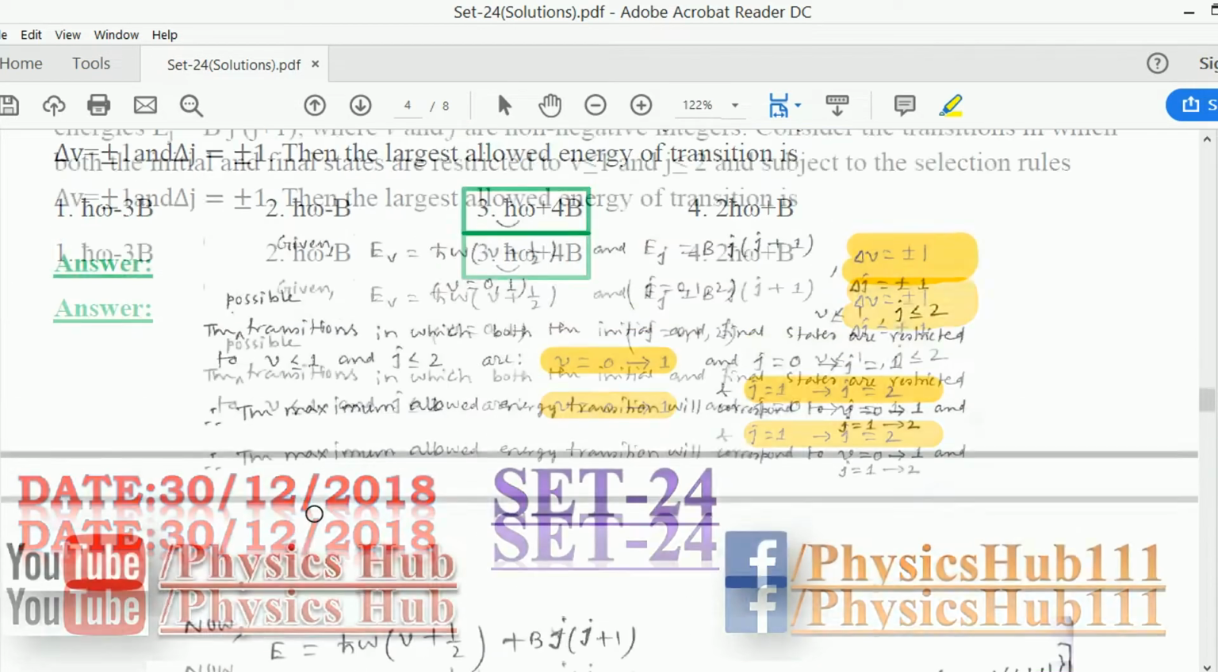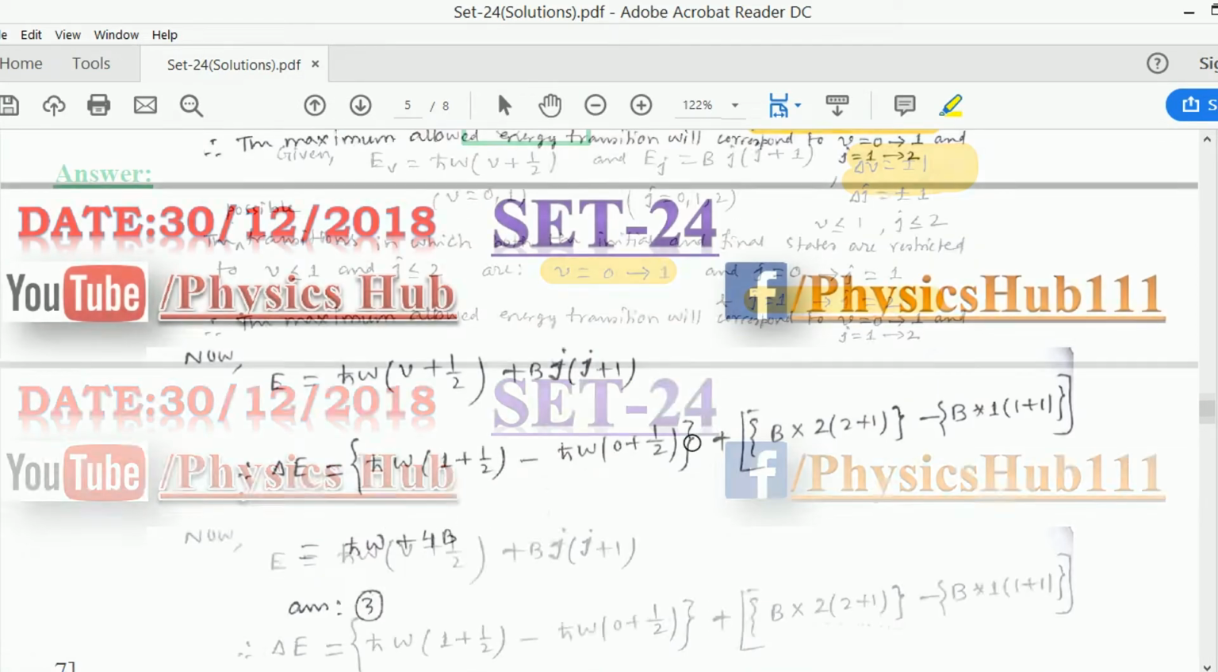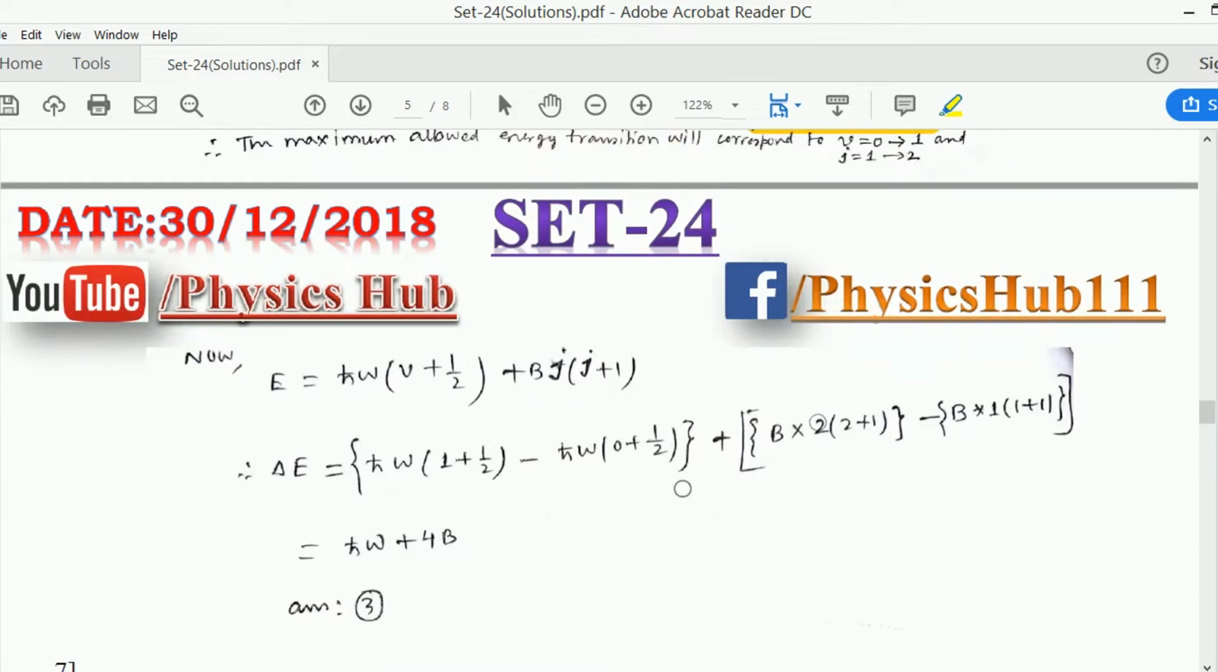Therefore delta E, the energy of transition, equals, it is coming from 0 to 1, so first we will put 1: h cut omega into 1 plus half, minus h cut omega into 0 plus half.